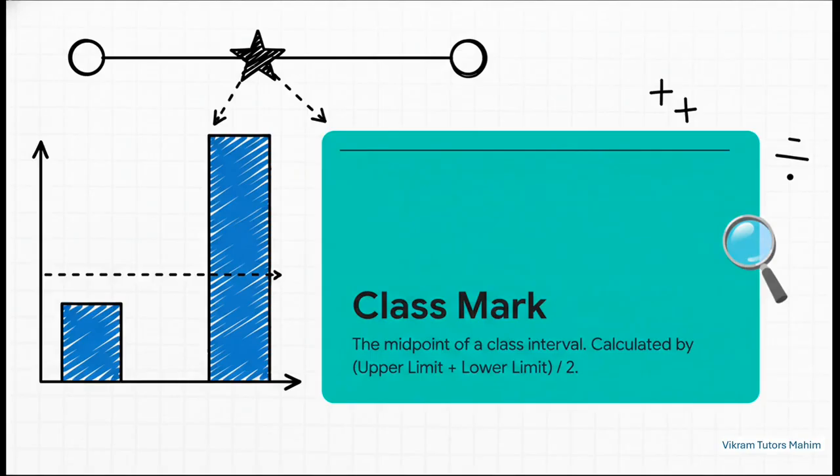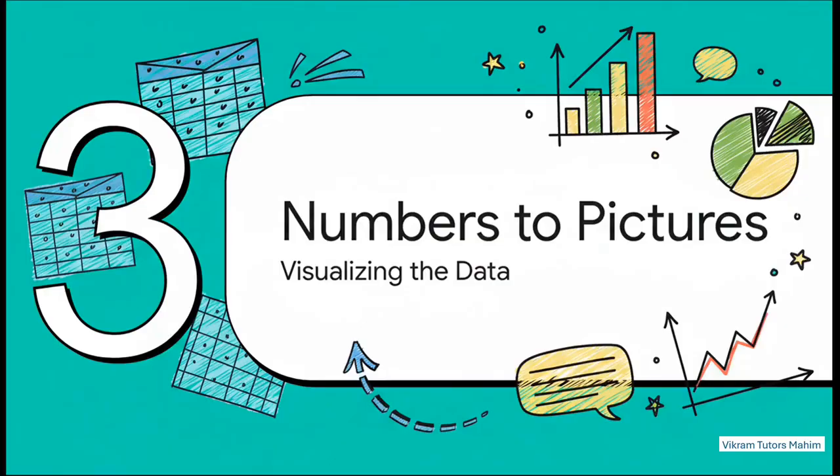That's where the class mark comes in. It's just the dead center, the midpoint of the interval. So for that 10 to 20 group, the class mark is 15. Super useful. All right, deep breath. We've taken that raw, chaotic data and we've organized it into nice, neat tables. That's a huge step. But now for the really fun part.